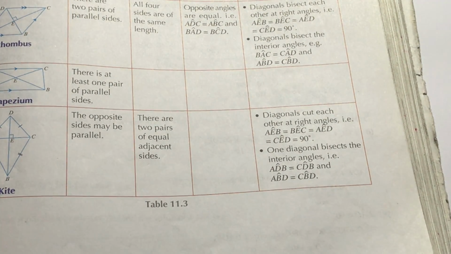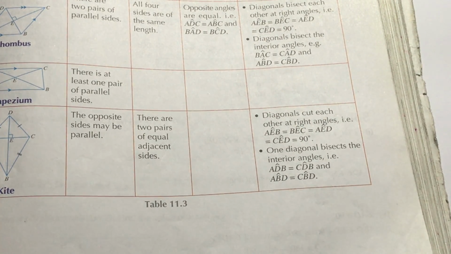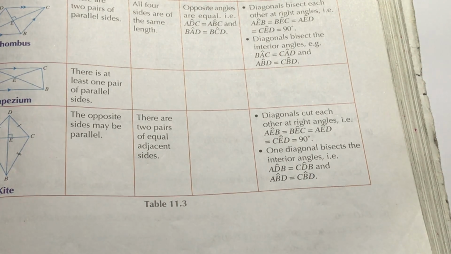Hope you have understood the properties of the diagonals. In the next video, we will learn how to solve the sums relating to the quadrilaterals, right? And how we can find out the unknown angles. I will solve some examples for you, and then I'll assign an assignment for you next week.